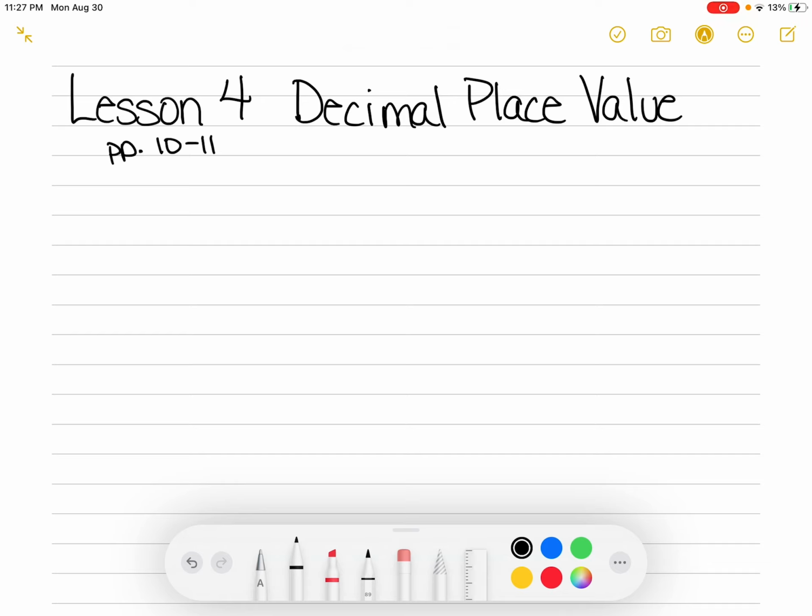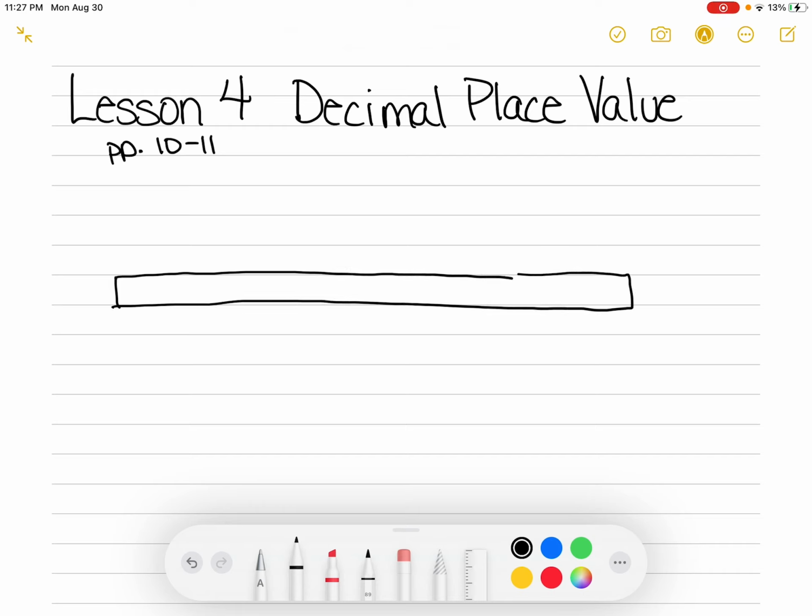So this lesson is going to seem a lot like the whole number place values, but this time we're going to be doing decimals. So we're going to draw a box just like we did when we did whole numbers, but this time it's not going to be as big. We only need 7 places. Okay, so we need 7 places means I would need 6 lines, right?